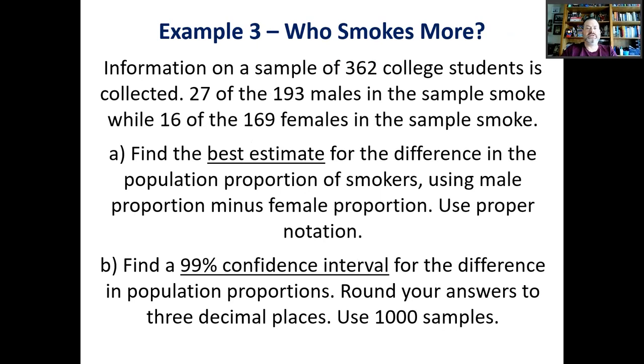Information on a sample of 362 college students is collected. 27 of the 193 males in the sample smoke, while 16 of the 169 females in the sample smoke. Find the best estimate for the difference in the population proportion of smokers using male proportion minus female. Use proper notation. And then find a 99% confidence interval for the difference in population proportions. Round your answers to 3 decimal places, use 1,000 samples.